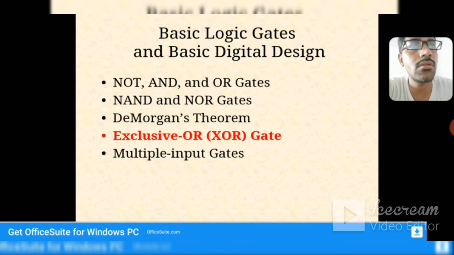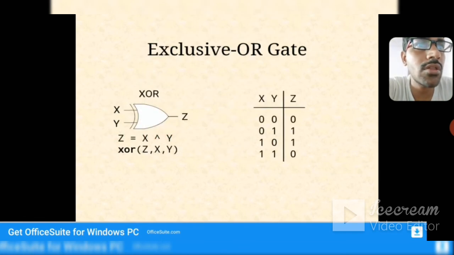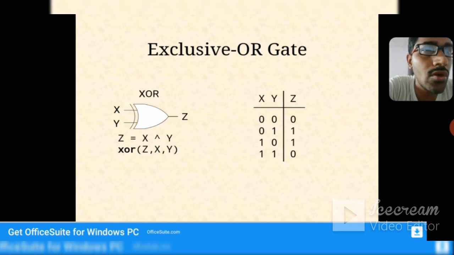Now we will discuss a new gate called exclusive OR. These are special kinds of gates, designed by taking an OR gate and a curve symbol under the OR gate. It also takes 2 inputs and gives a single output. The XOR gate says if both the inputs are the same, then the output is 0, otherwise the output is 1.